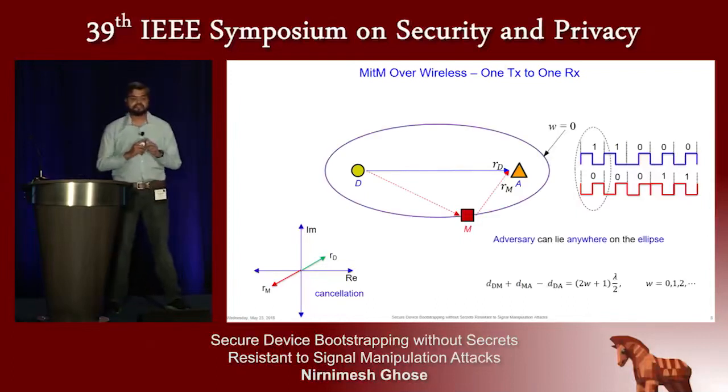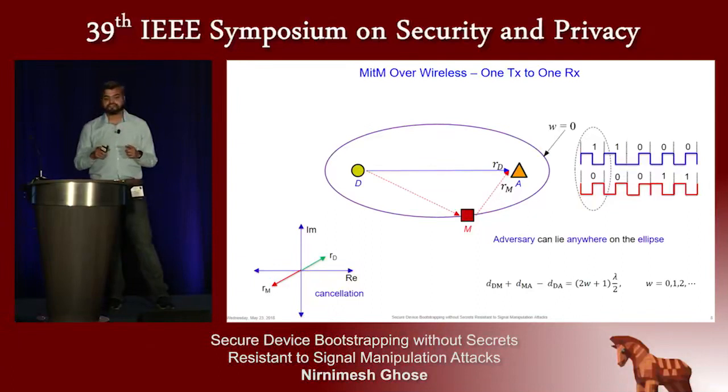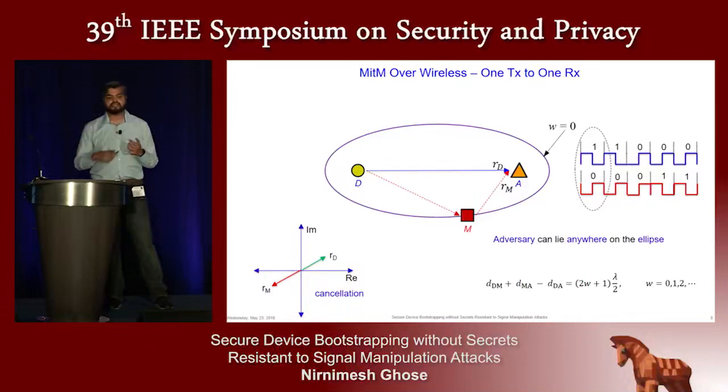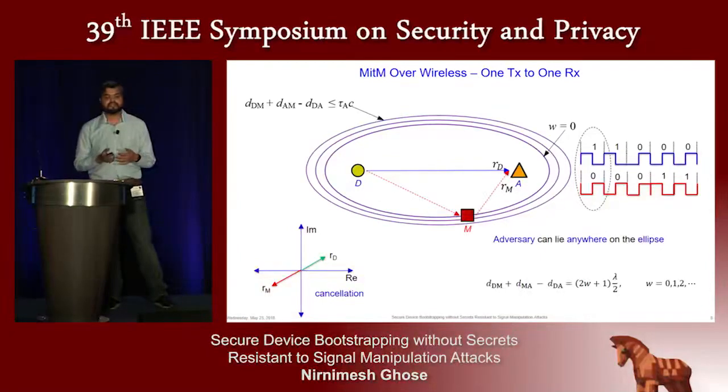The adversary can achieve this if the indirect path through the adversary and the direct path have a path difference which is an odd multiple of wavelength over 2. And for these, all the possible locations will lie on this ellipse. Multiple of these ellipses are possible, but it's bounded by the delay of the indirect path such that the signal cancellation takes place.